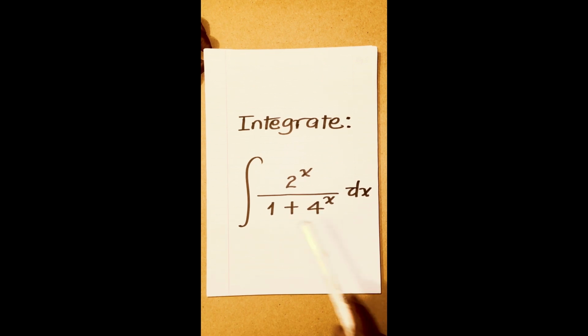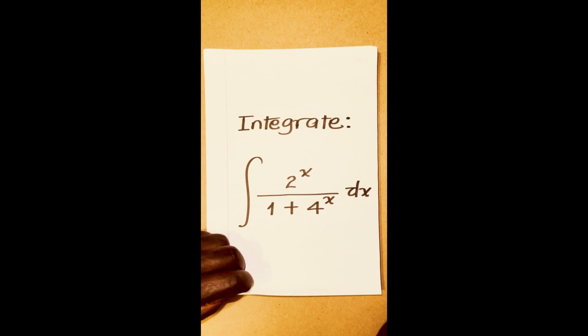In this video I have this integral to look at. It's the integral of 2 to the power x all over 1 plus 4 to the power x dx. Now the approach, as you would guess, is that we have to write 4 to the power x in base 2 and then carry on from there as follows.